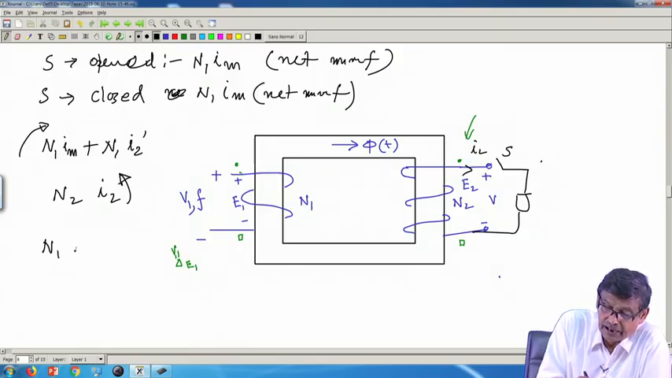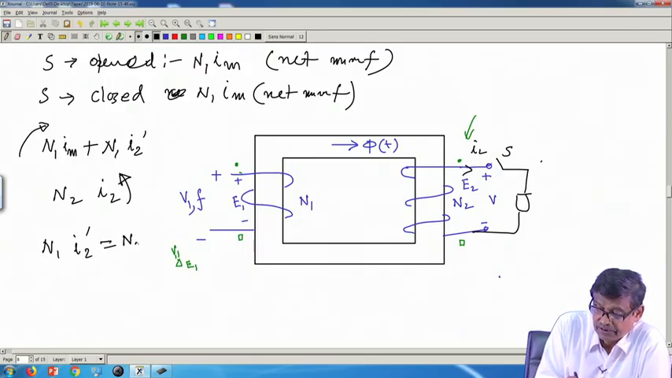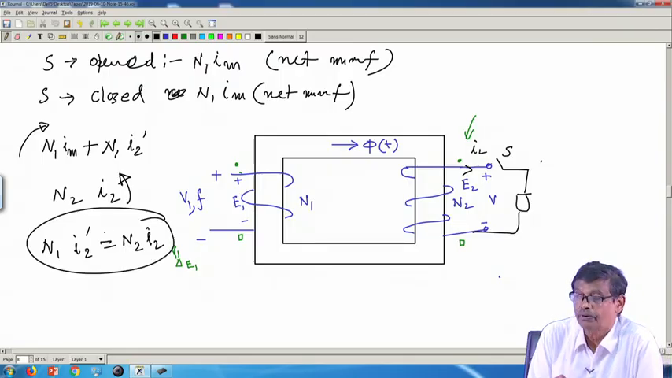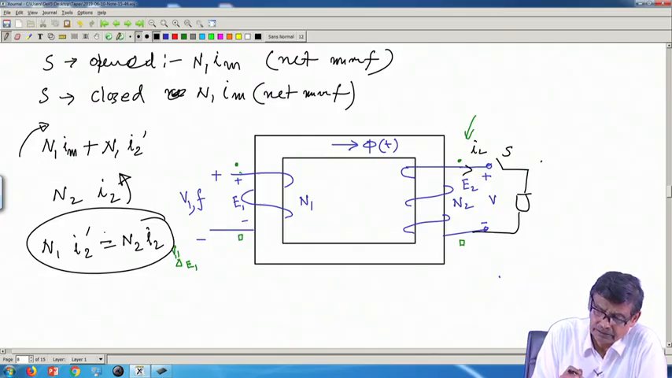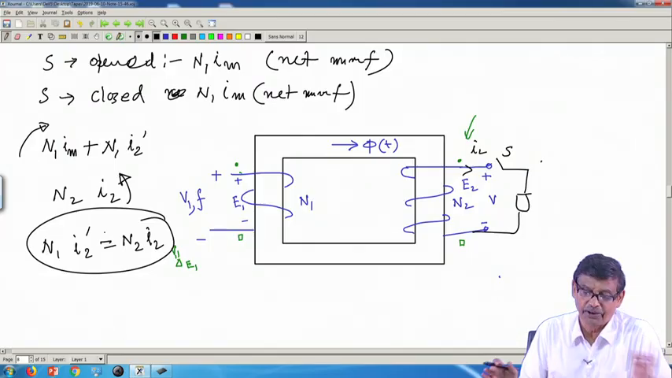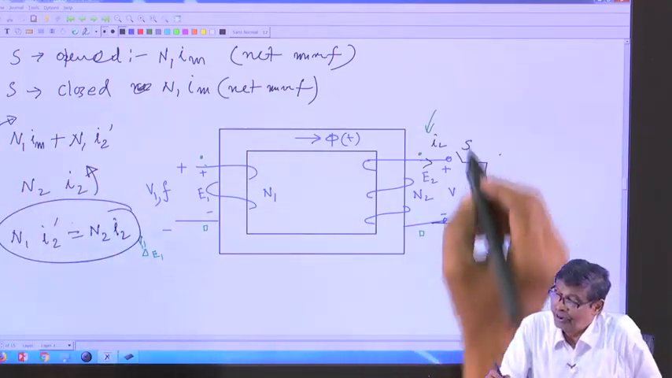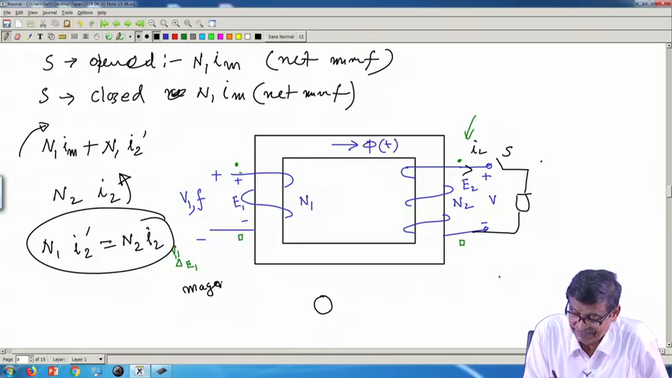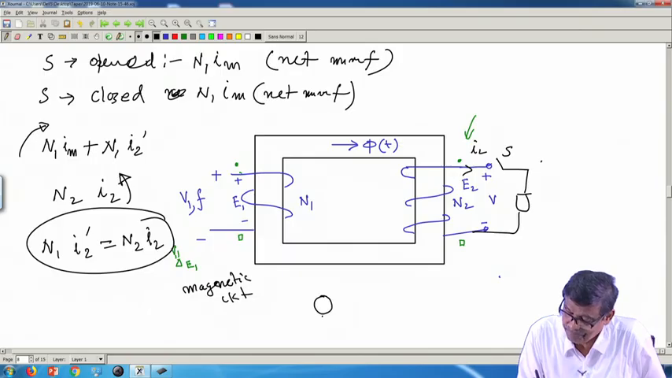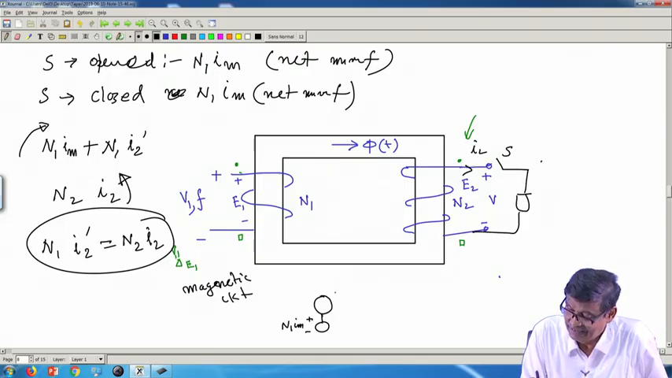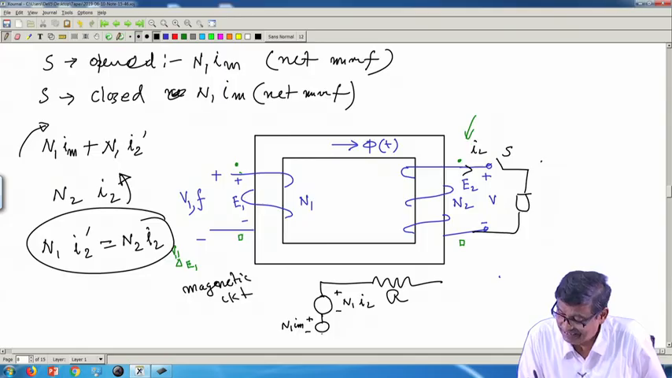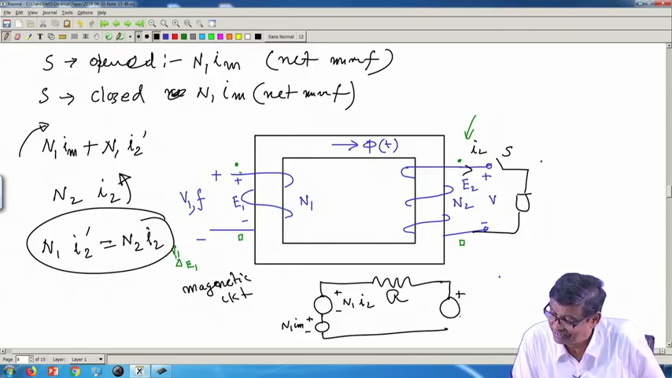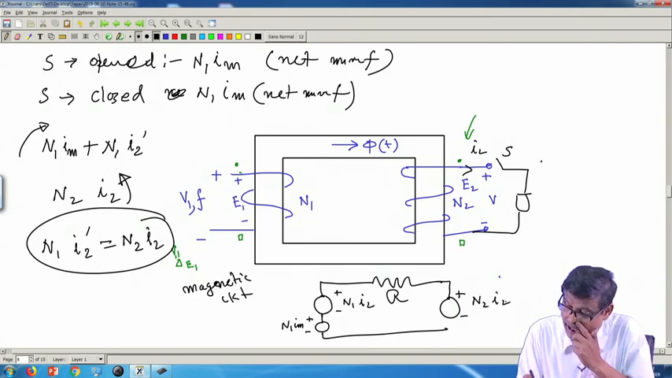Therefore, these two MMFs N1 I2 dashed and N2 I2, if these two things are equal for all the time, mind you I2 is varying sinusoidally, then everything is fine. These two will cancel out. So, if I draw the magnetic circuit like this, suppose magnetic equivalent circuit, it will be, there are two MMFs plus minus N1 IM and here also plus minus N1 I2 dashed. Here is the reluctance of the magnetic circuit and here is another MMF acting in the opposite direction. What is that? N2 I2 and this is I2 dashed.